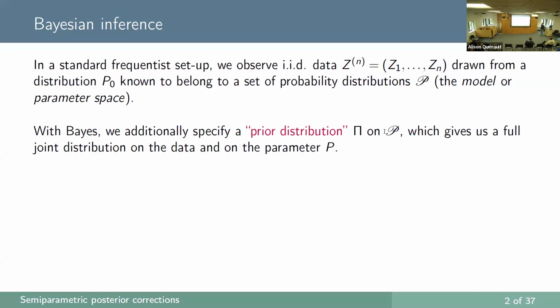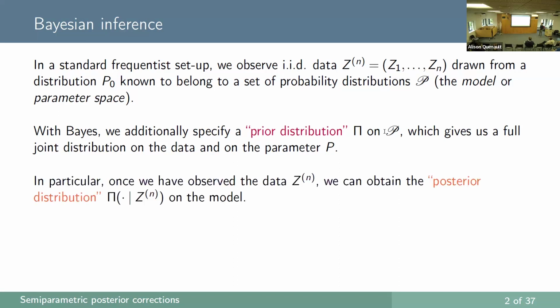So with Bayes, we can conceptualize this as we add an extra ingredient. And that extra ingredient is a probability distribution, which we call a prior, on the parameter space or on the model itself. So now this P, instead of treating it as some kind of unknown fixed value, we treat it as a random variable. And it's distributed marginally according to this prior distribution. So now that we have a marginal distribution for P, along with a set of basic conditional distributions given P that generate the data, this gives us a full joint distribution on both the data and the parameter.